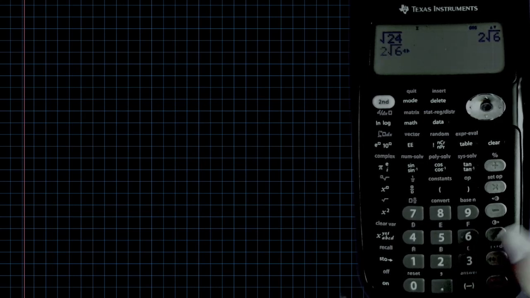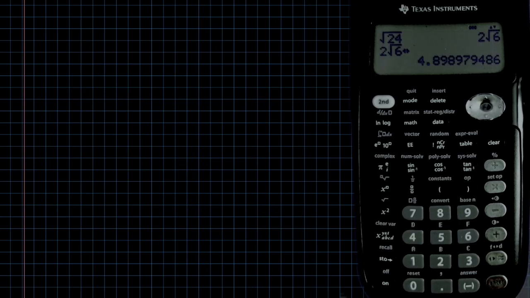So for our purposes, we always want a decimal approximation. On my calculator, my decimal approximation key is right here. When I hit that, it tells me, oh, I didn't want the square root of 24. I wanted the decimal approximation, which is 4.898979, etc., etc., etc.